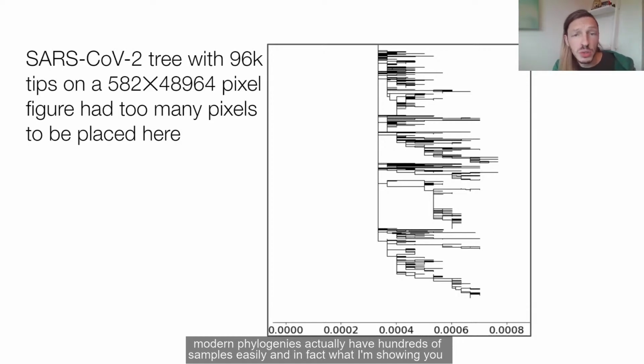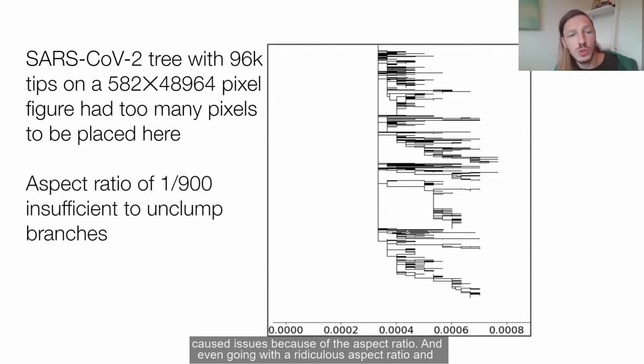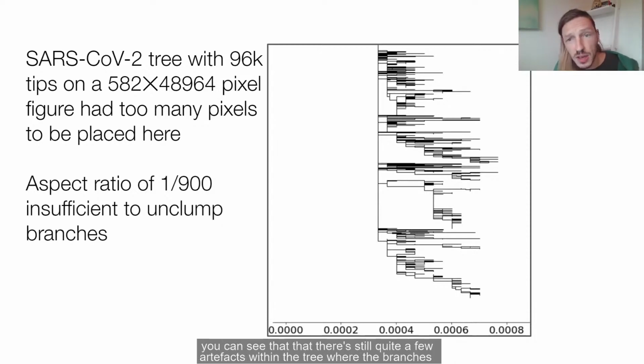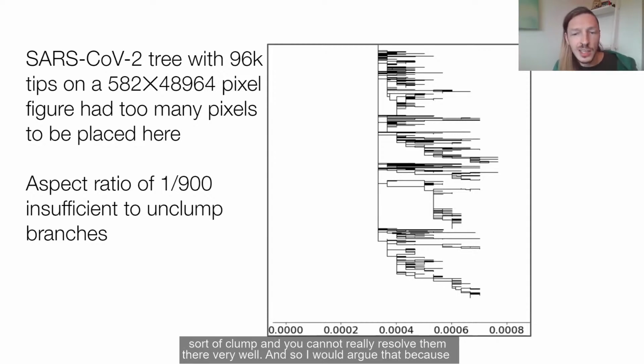And in fact, what I'm showing you here is just a tiny fraction of a much bigger tree of SARS coronavirus 2 genomes. This particular tree has nearly 100,000 tips, which was actually too big to put into this presentation, and even plotting this caused issues because of the aspect ratio. And even going with a ridiculous aspect ratio, you can see that there's still quite a few artifacts within the tree where the branches sort of clump and you cannot really resolve them very well.